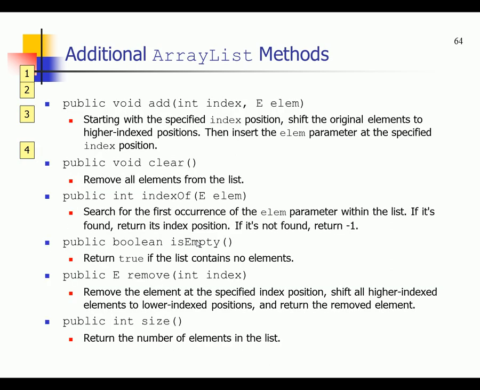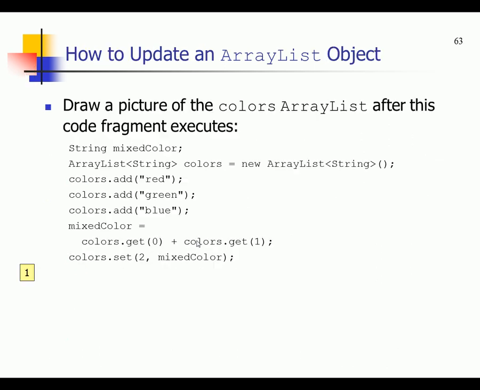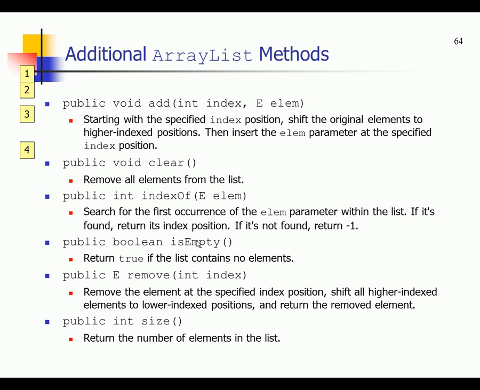We can also add elements to it. If we just say add, like here colors.add, it adds to the end. If I said colors.add(black), it puts black at the end. But I can also do add specifying an index, so I can say colors.add(2, ...). What it'll do is actually move them down. Starting at position index, shift the original elements to a higher position.